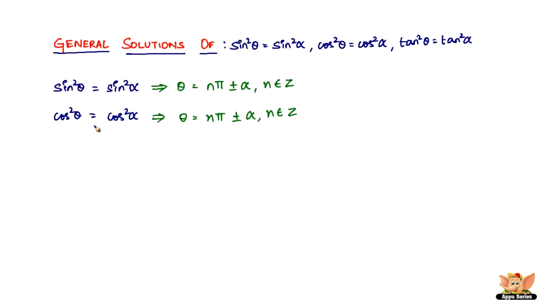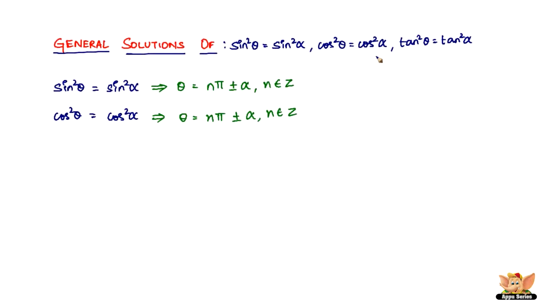And here is the next one, cos square theta equals cos square alpha. Now, if you're wondering if I've written the same thing, well, yes, I have, but that's not a mistake because it is the same thing. The general solutions for all the three given trigonometric equations here are indeed the same. That is, for cos square theta equals cos square alpha, we have theta equals n pi plus or minus alpha, where n is an integer.